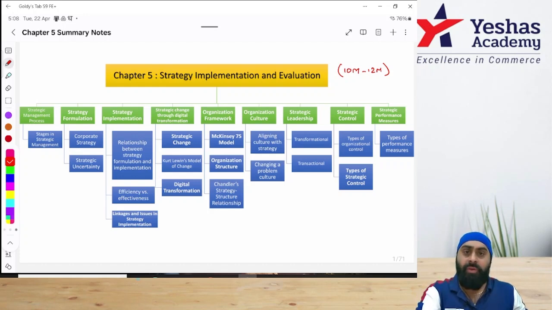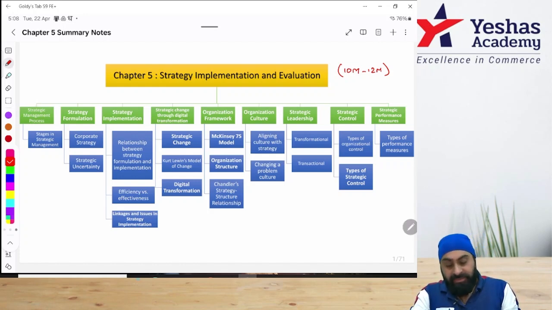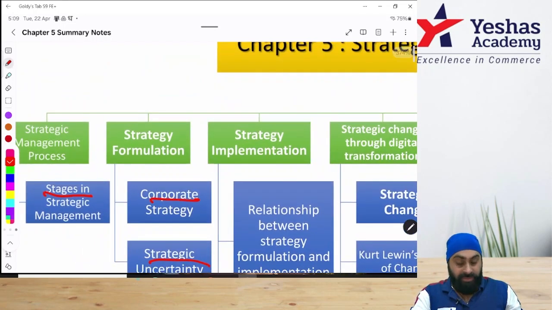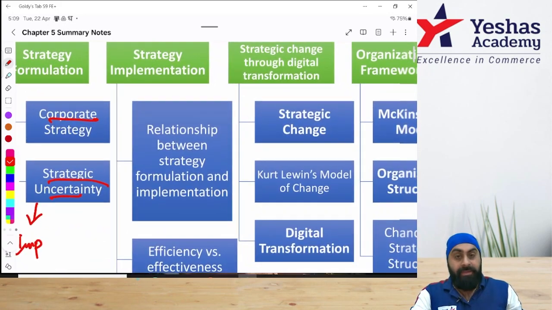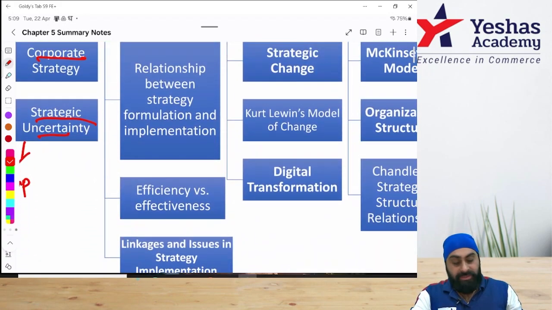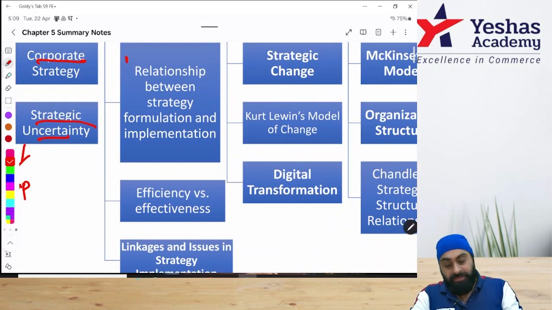Now, in this chapter, what are the things that you need to study? The first thing that you need to study is the strategic management process, where there are stages, which is a summary of the chapter. When you talk about strategy formulation, you're going to talk about corporate strategies and strategic uncertainty. I would say this is an important topic. You need to focus on this topic. Strategic implementation is a relation between formulation and implementation. According to me, this is an important topic. You cannot ignore this topic.